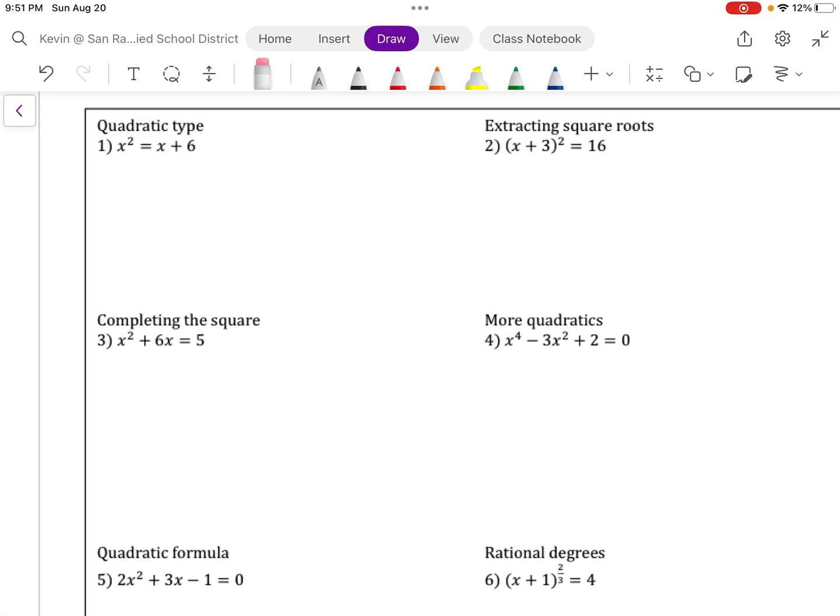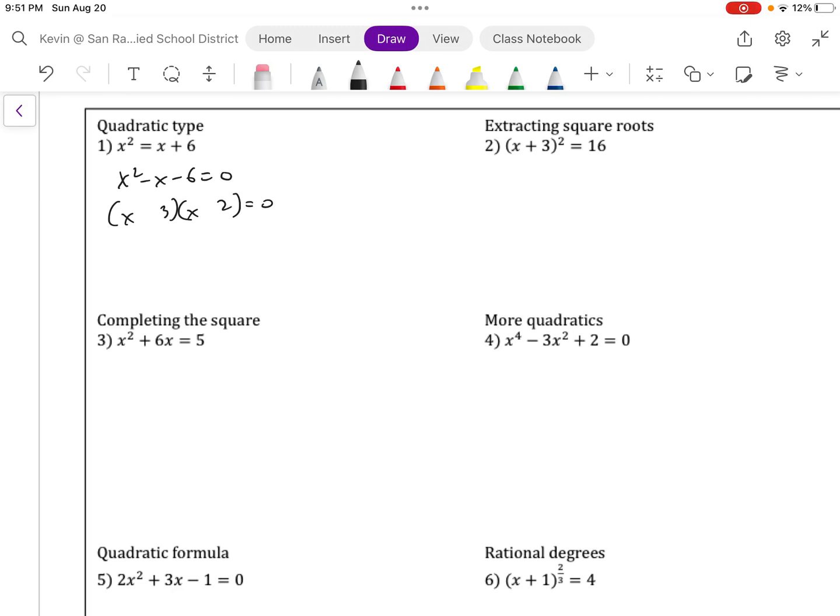Okay, one more video. We're just going to knock out these 6 problems very quickly. Again, here we're just solving equations, trying to solve for x. So quadratic type, just set equal to 0. x squared minus x minus 6 equals 0. Factor.